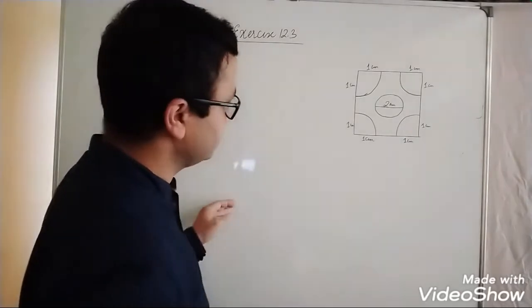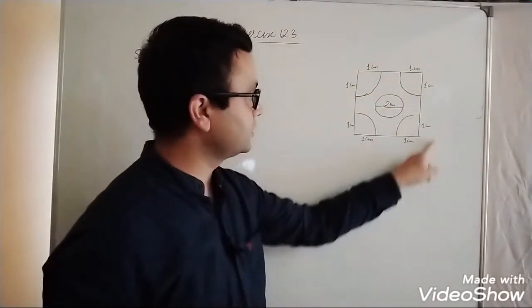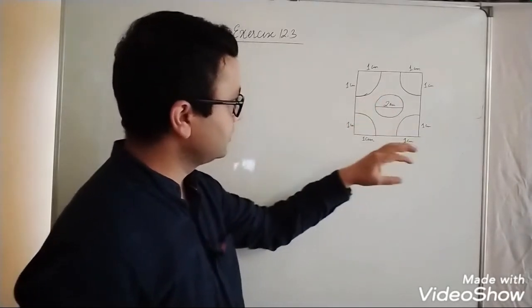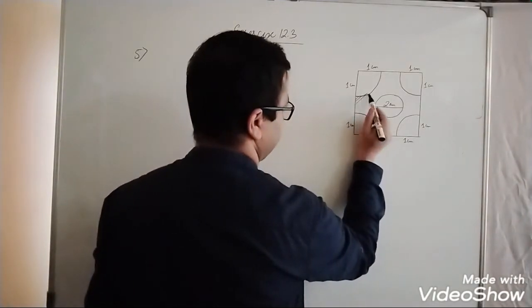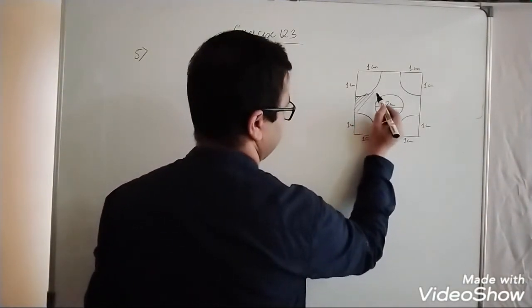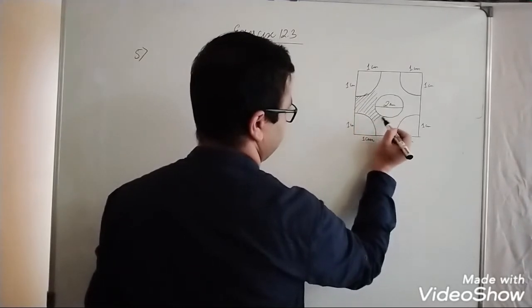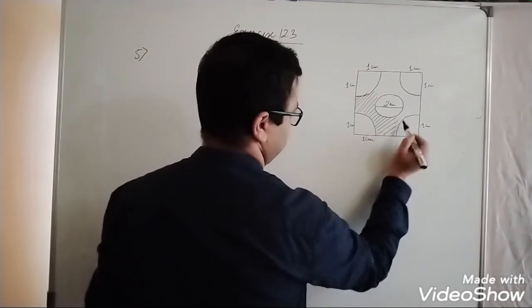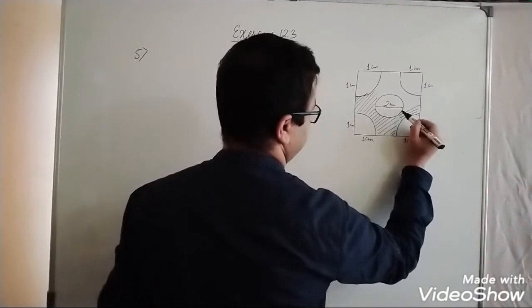So this portion is cut out, this portion is cut out, this portion is cut out, this portion is cut out, and this circle is also cut out. Now the remaining portions are left. These shaded portions are left. We need to calculate the left portion, or remaining portion, from the given figure.